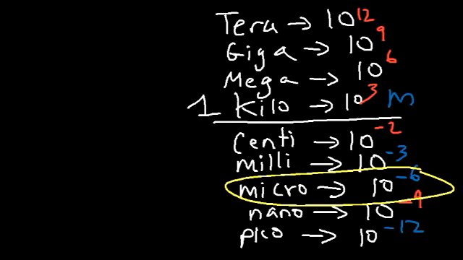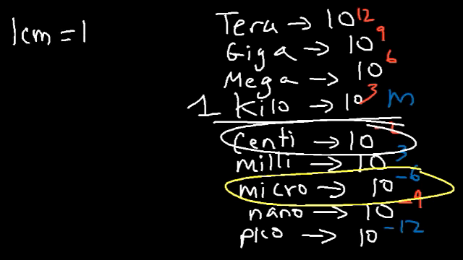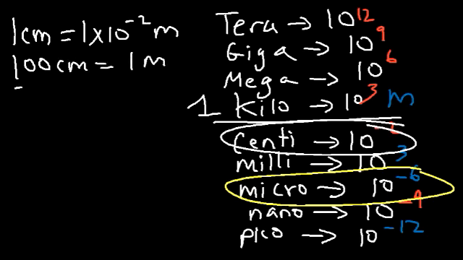So let's start with centimeters. 1 centimeter is 1 times 10 to the negative 2 meters. If you multiply both sides by 100, you'll get this conversion factor. 100 centimeters is 1 meter.